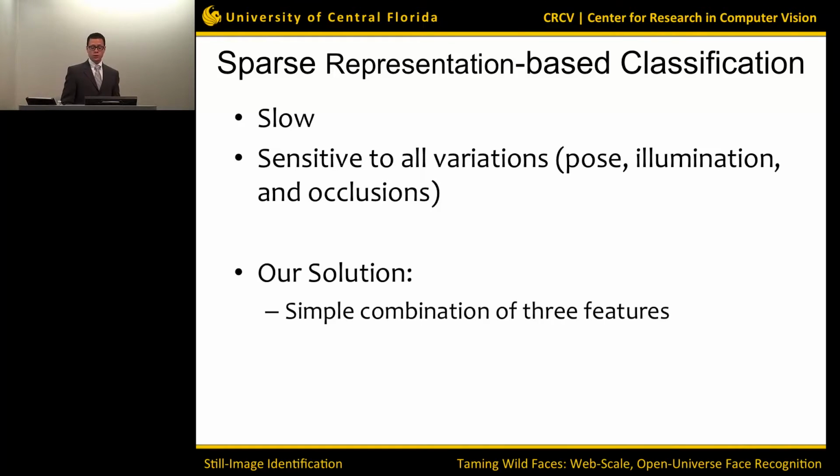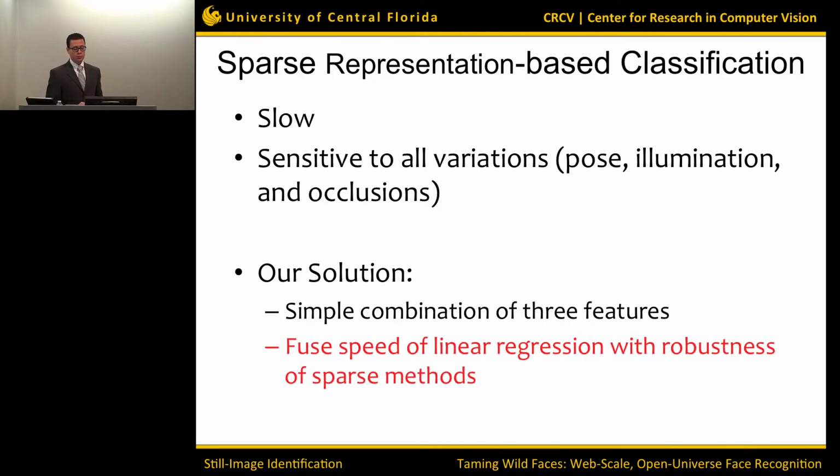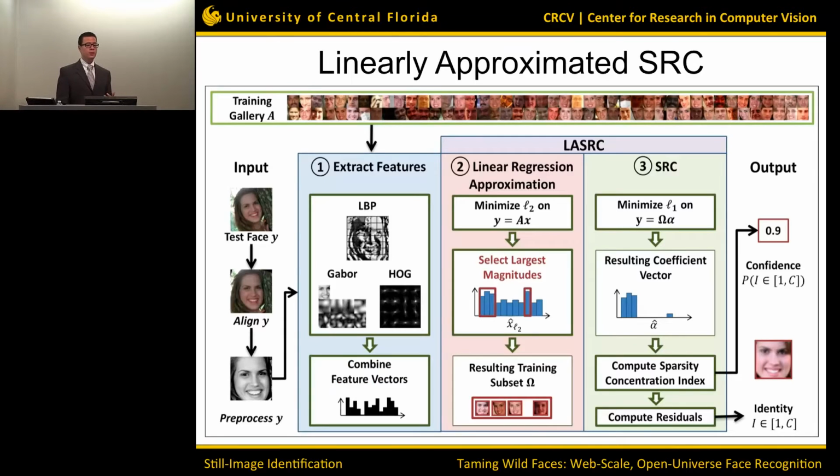However, our solution is that we're able to use a simple combination of three features that address those sensitivities to all the variations. And our main contribution is fusing the speed of linear regression with the robustness of sparse methods so that we can get better performance. So our method is linearly approximated sparse representation-based classification.